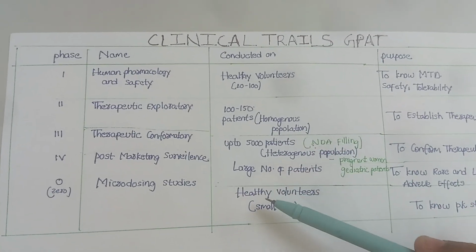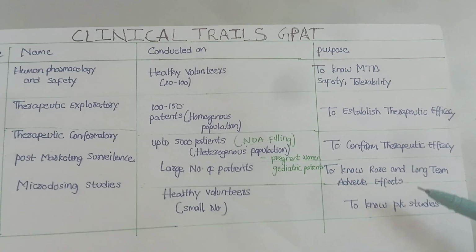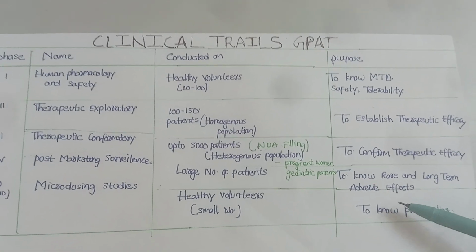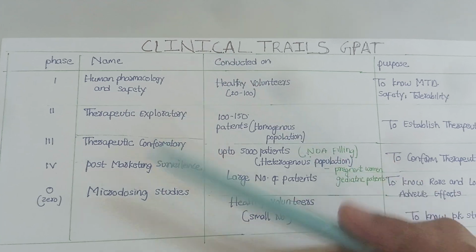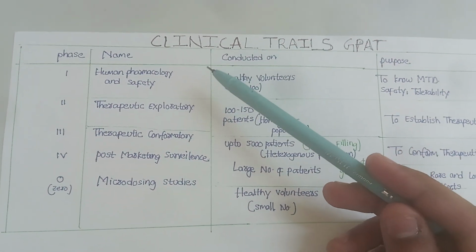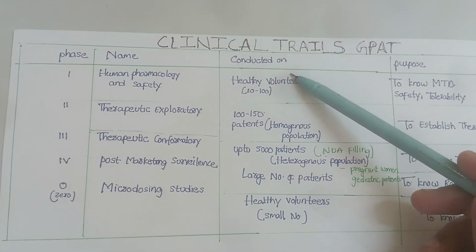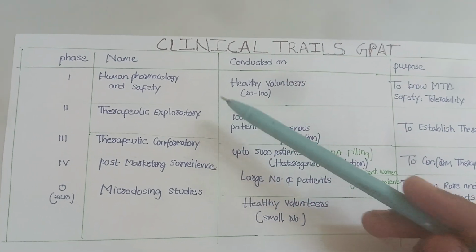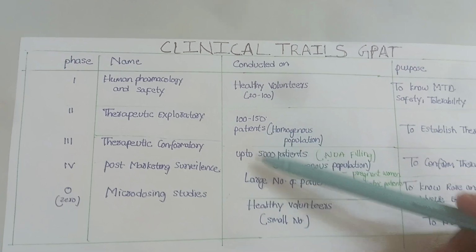It is also performed on healthy volunteers, and the purpose is to know your pharmacokinetic profile and pharmacokinetic studies of your drug. In all these clinical trials, only phase 1 and phase 0 clinical trials are conducted on healthy volunteers or healthy subjects, whereas the rest of these three clinical trials are performed on patients.